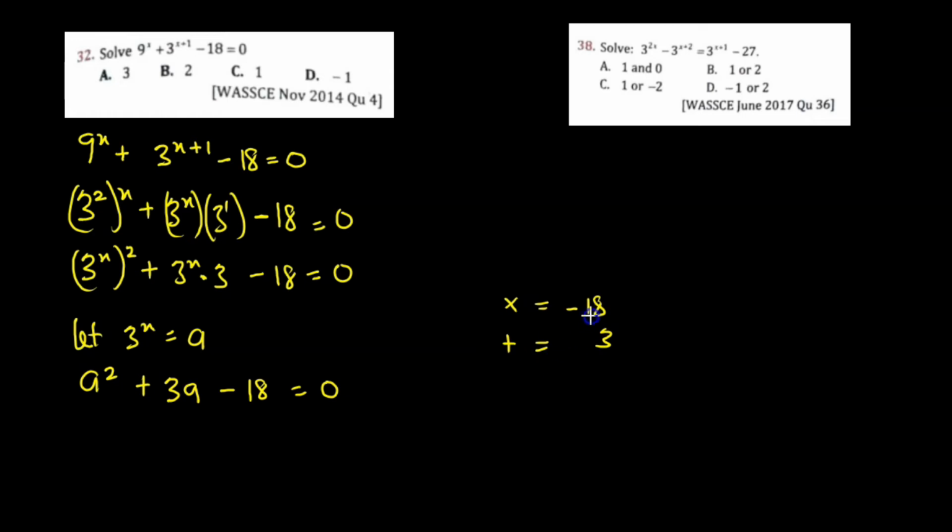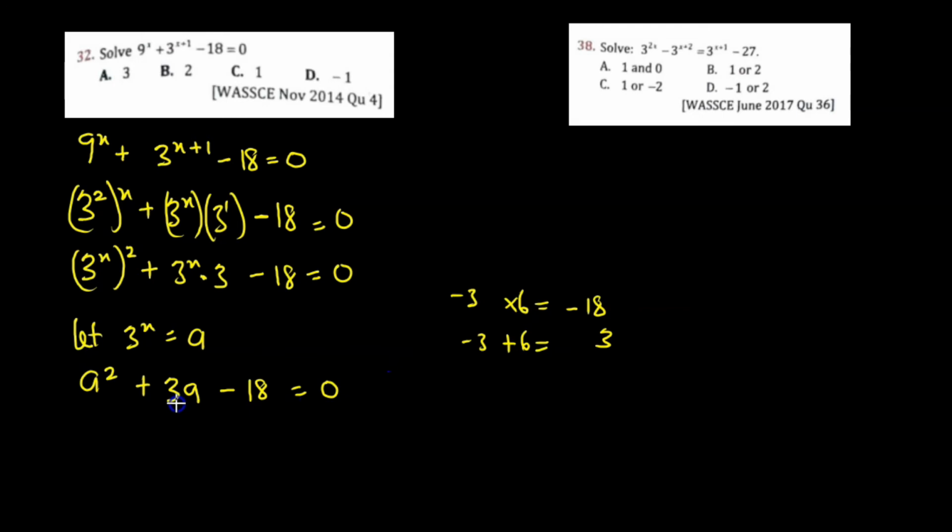What comes into mind? Factors of 18: we have 1 and 18, 2 and 9, 3 and 6. The best one would be 3 and 6. Having 3 and 6 positive, both of them will give us positive 18, but not negative. But we need one of them to give us a negative 18. So the best one will be negative 3 and positive 6, and negative 3 plus positive 6 will give us a positive 3 as an answer.